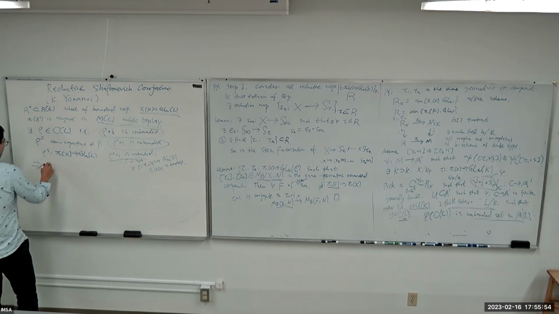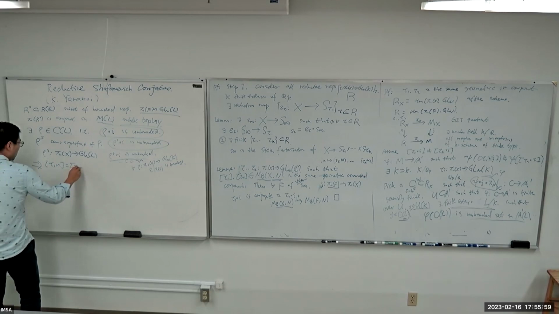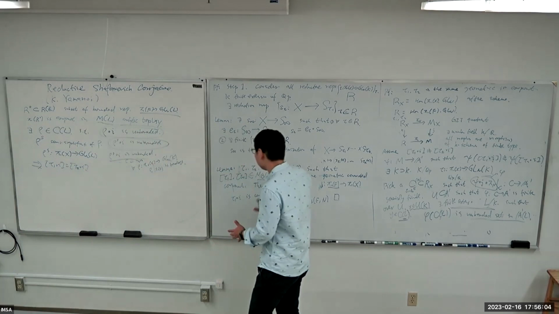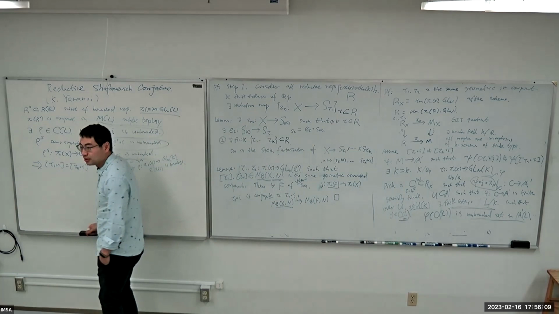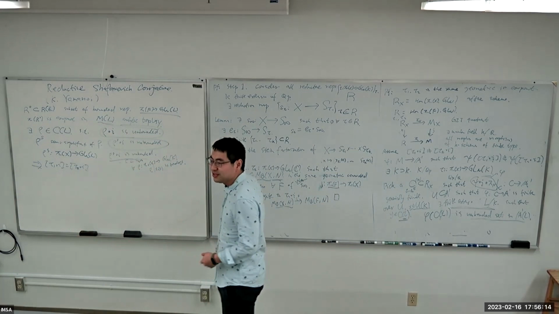So this means that τ1 ∘ ι must be the same as τ2 ∘ ι. This means that they are conjugate. This is the idea of why we get this. I don't have enough time, so I use it. But that's very nice. It's a powerful way to go around, and easier than the Eyssidieux construction.